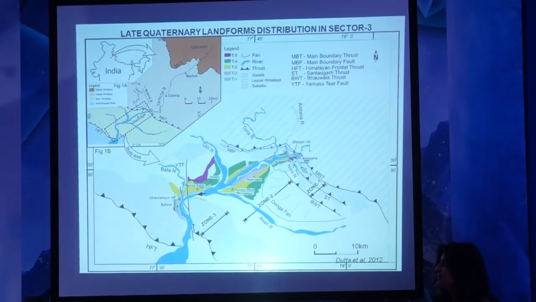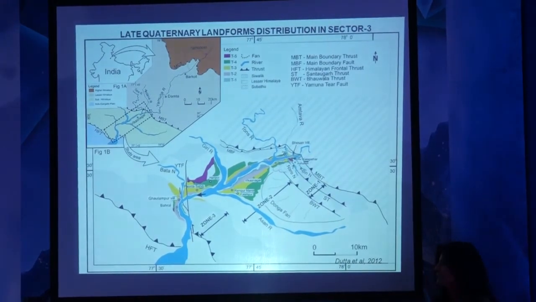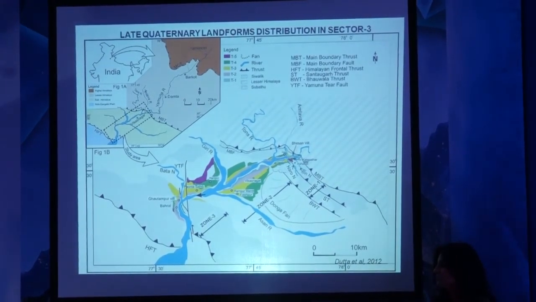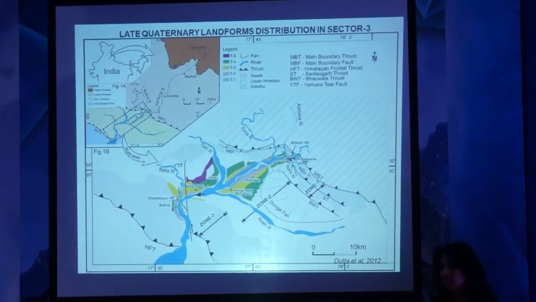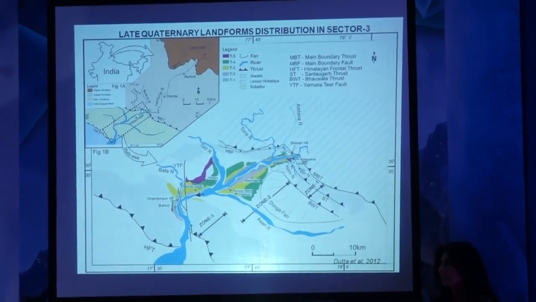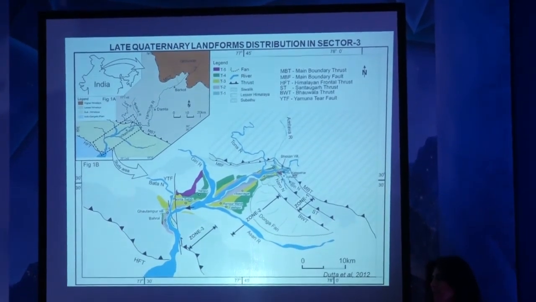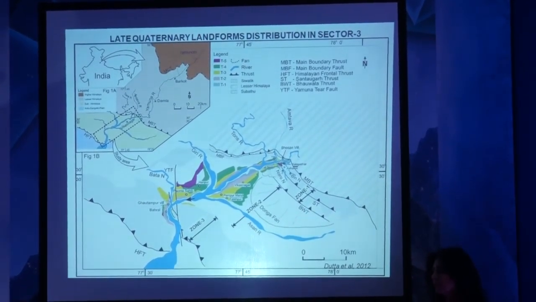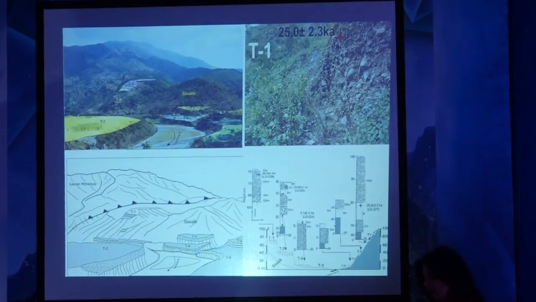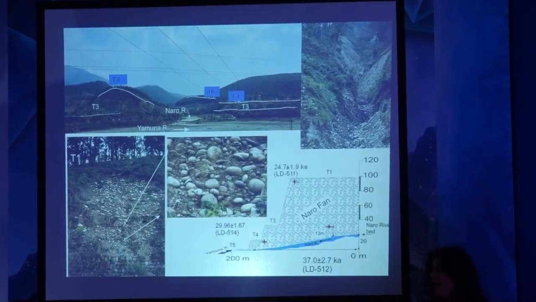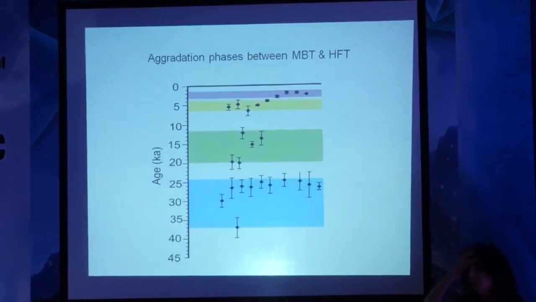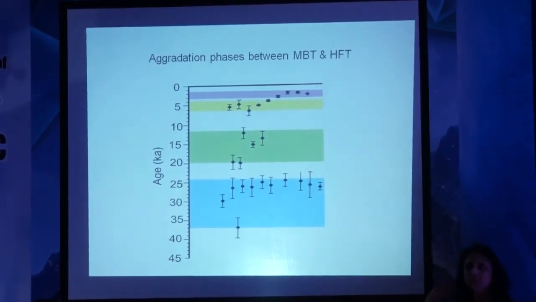So this is the scenario of the lower reaches, that is, the south of the MBT. Here also we have got similar aggradation phases, but not the oldest one. 37 ka is the oldest date we have got. That is also fan deposit. And on the basis of that, we have seen that, I will skip this one. These are the 4 aggradation phases. Again, we are getting them in the south of the Main Boundary Thrust.